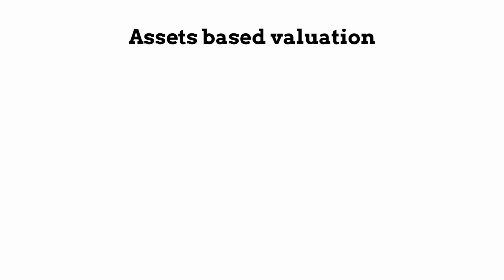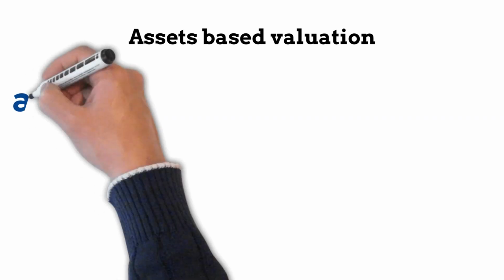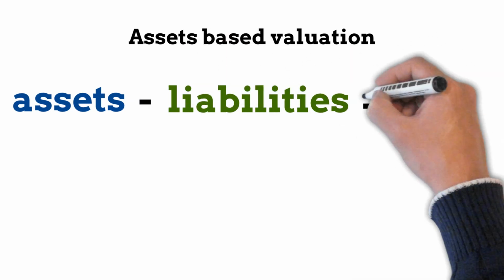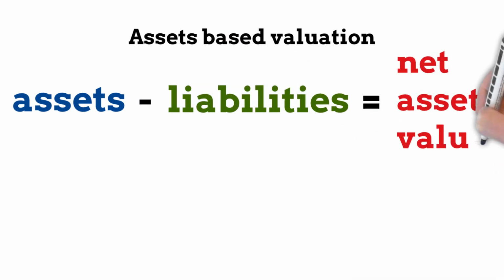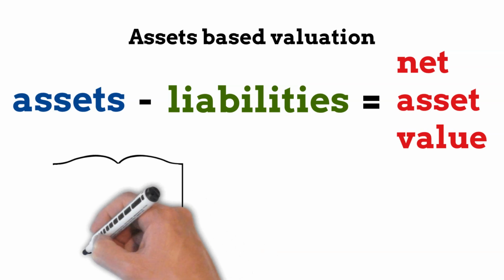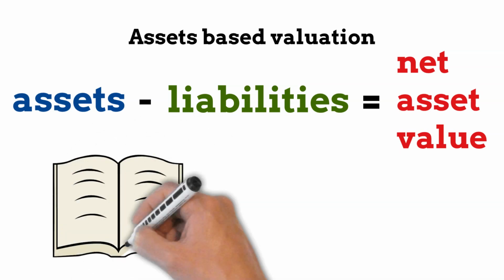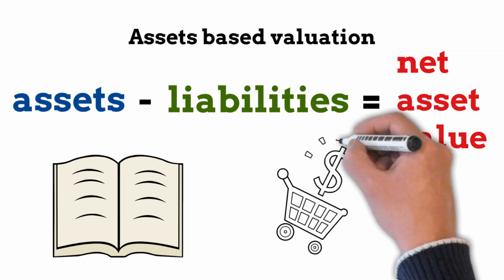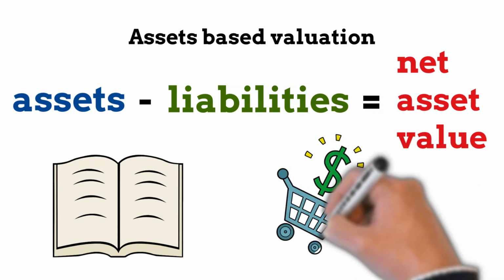Assets-based valuation starts with all resources or assets that you have and liabilities on the other hand. The difference between assets and liabilities is the net asset value, or your equity value. This type of valuation starts by looking at your books, but the book values should be adjusted to market values for all individual items in order to get the real value.